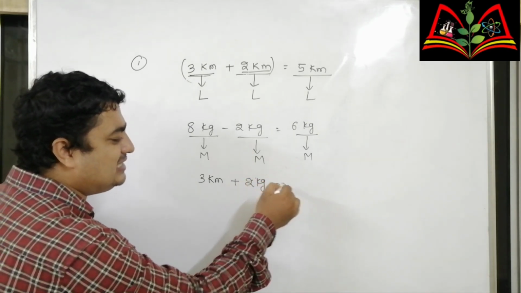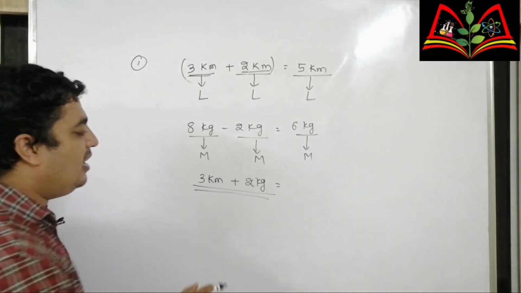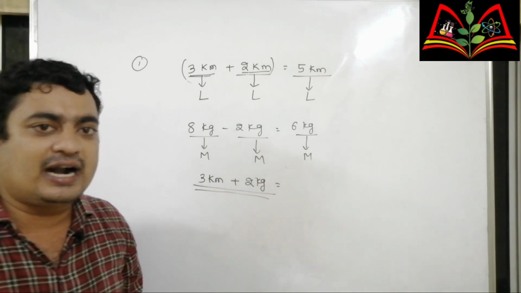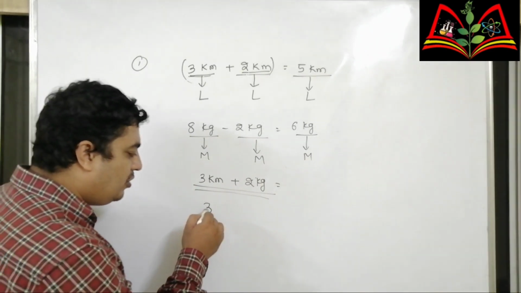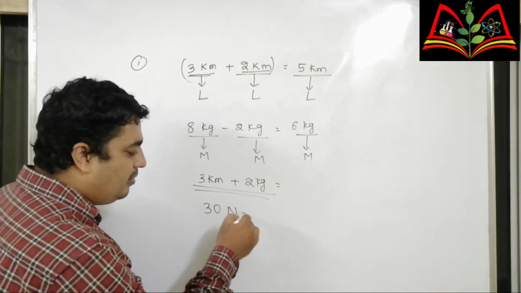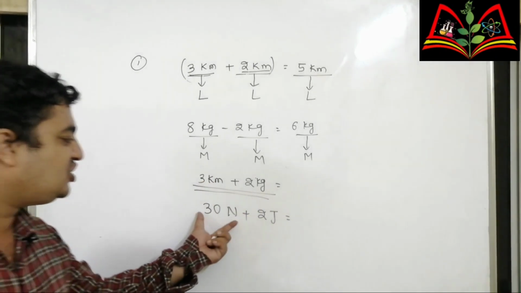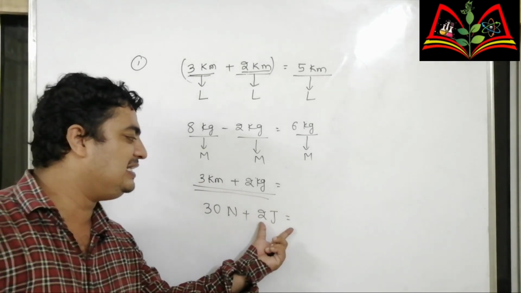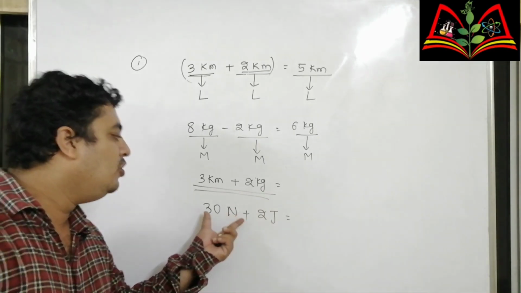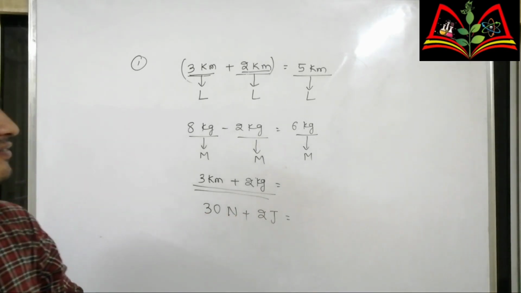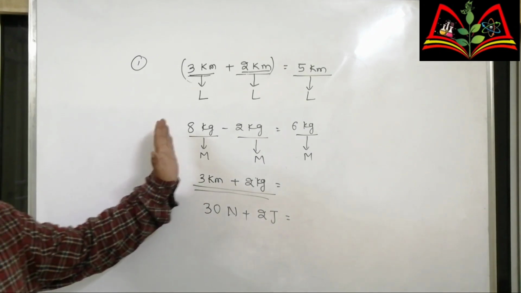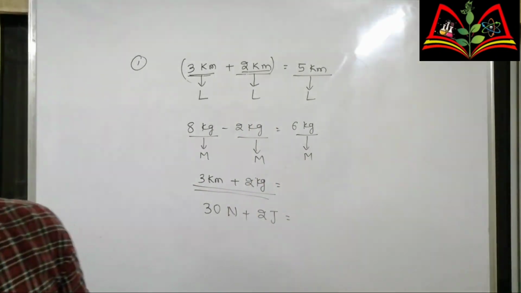But what happens if I write 3 kilometer plus 2 kg? This is meaningless. हम लेंथ के साथ मास को ऐड नहीं कर सकते. Like that, 30 Newton plus 2 Joule. This is also meaningless because this is force, this is energy. So two different quantities having different dimensions cannot be added or subtracted.